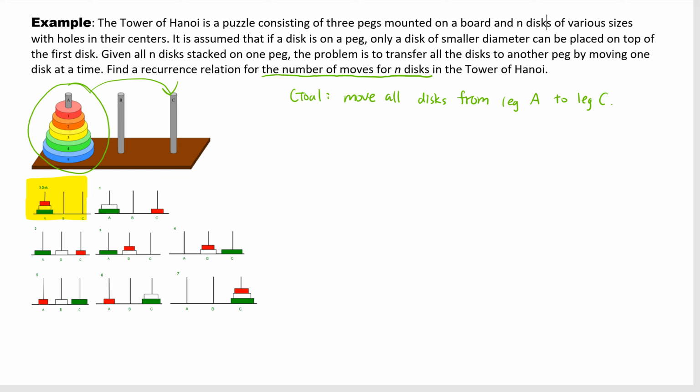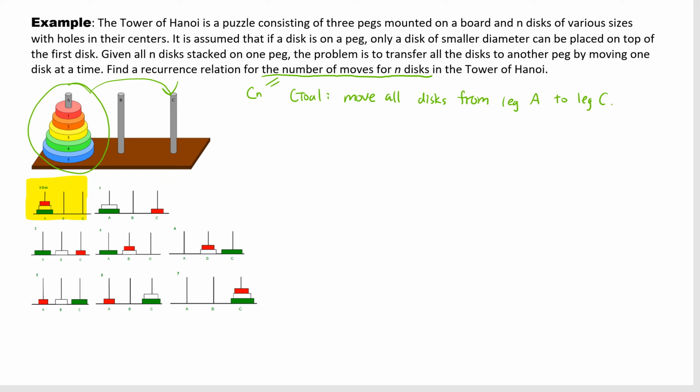Okay? So we want to find the pattern. Of course, we don't want to count for all the discs, right? We want to find a pattern. So let's create some math symbol. Let Cn be the number of moves for n discs.